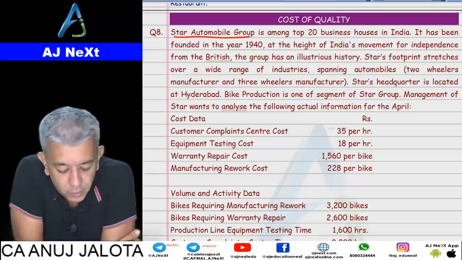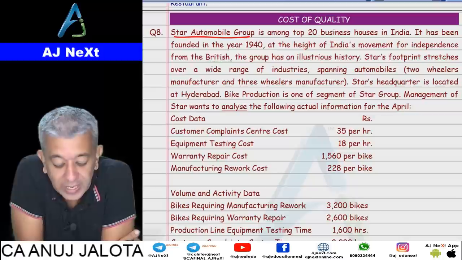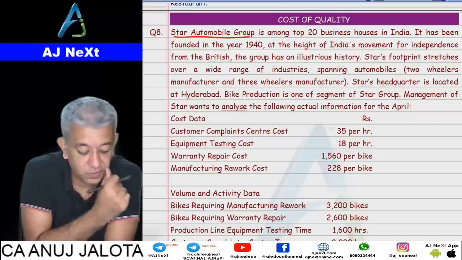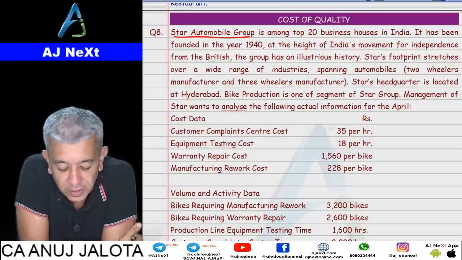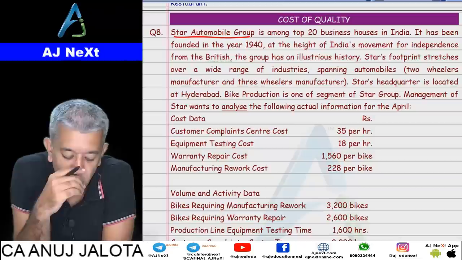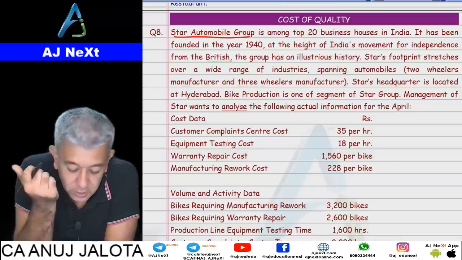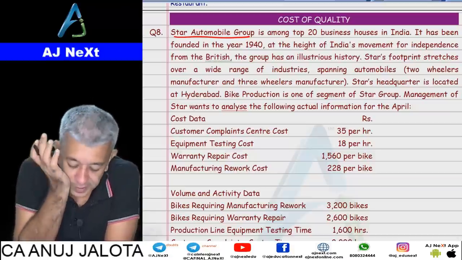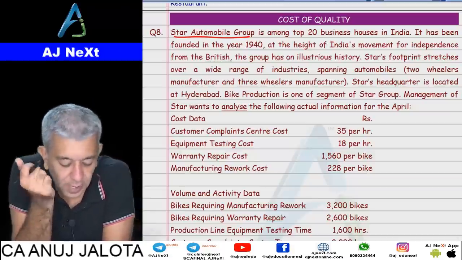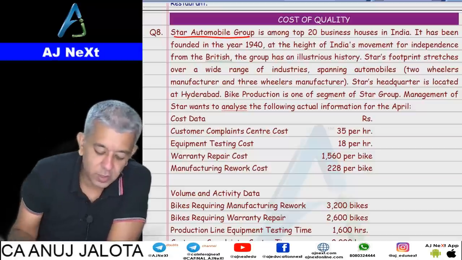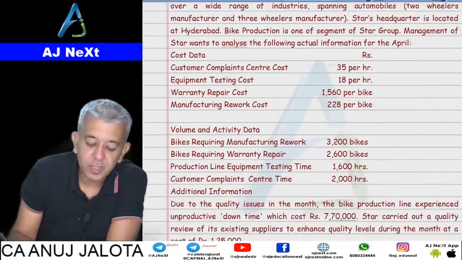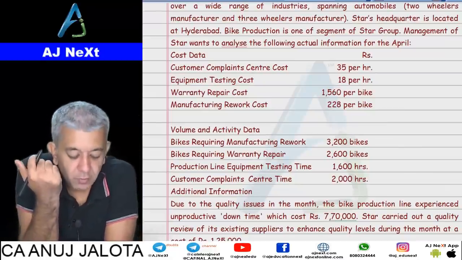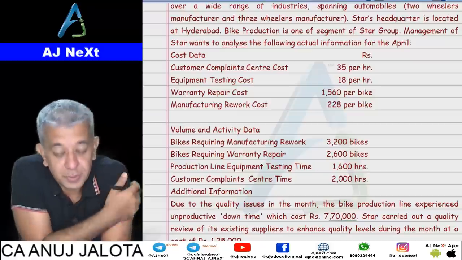Star Automobile Group is among top 20 business houses in India. It has been founded in the year 1940 at the height of India's movement for independence from the British. The group has illustrious history. Star's footprint stretches over a wide range of industries, spanning the automobiles, two-wheelers and three-wheeler manufacturers. Star's headquarters is located at Hyderabad. Bike production is one of the segments of Star Group. Management of Star wants to analyze the actual information for April.